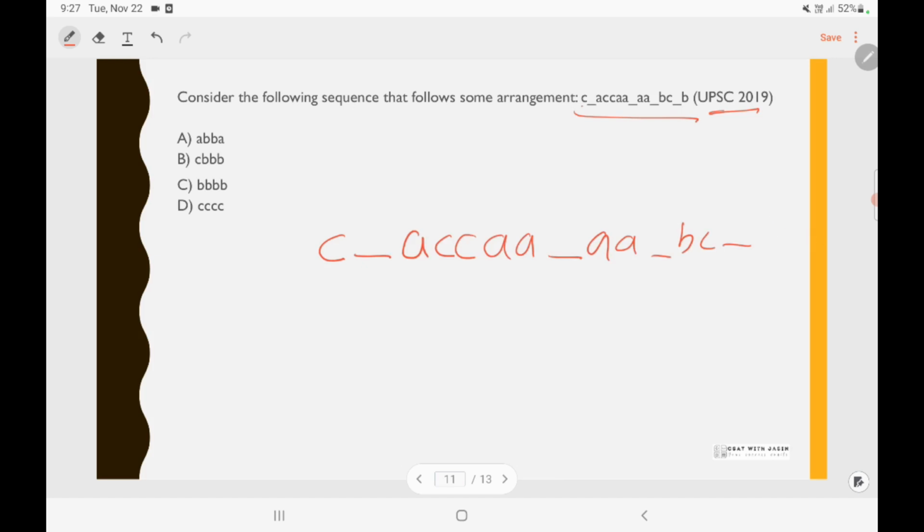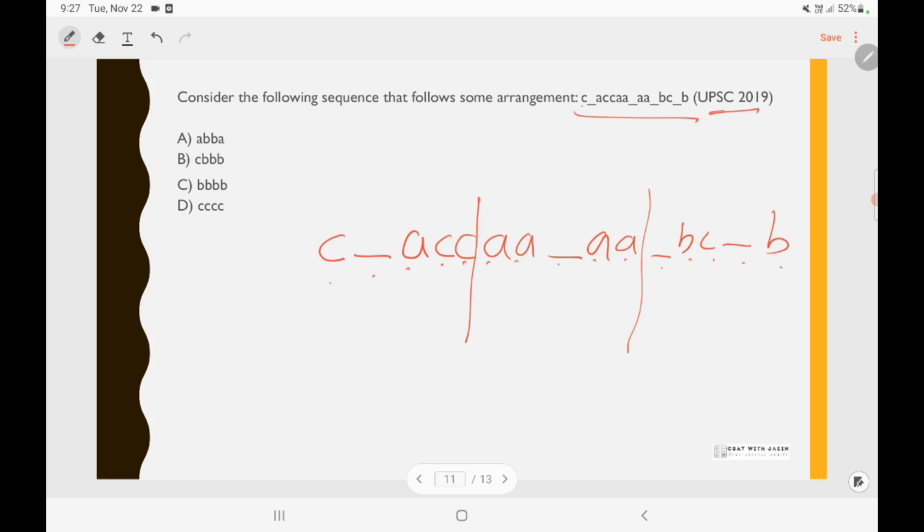Now how many elements are there? 1 2 3 4 5 6 7 8 9 10 11 12 13 14 15 elements are there. So try to divide these 15 elements into 3 or 4 compartments. Since there are 15 elements, I will divide it into 3 compartments of 5 elements each. So I'll draw a line here, I'll draw a line here. So we have now 3 compartments.